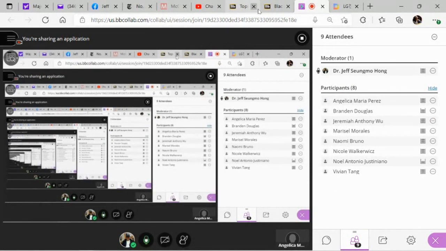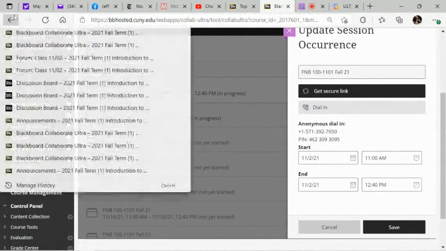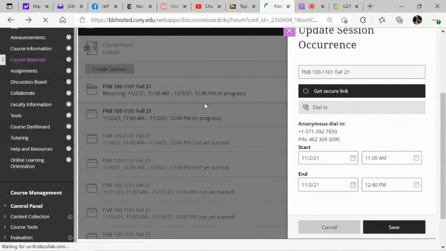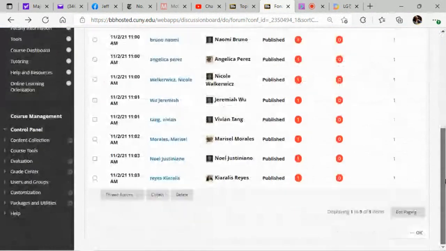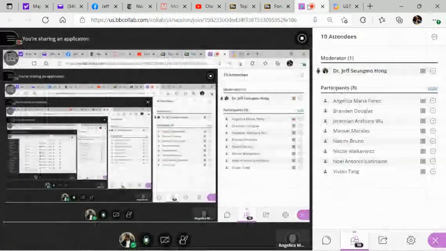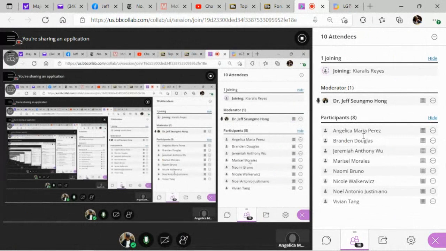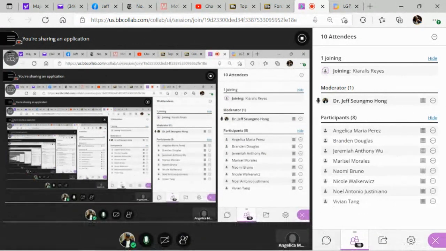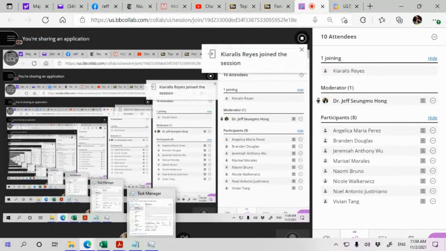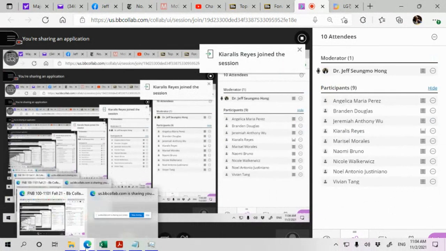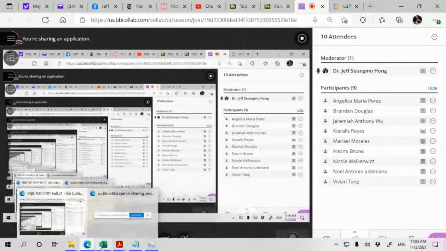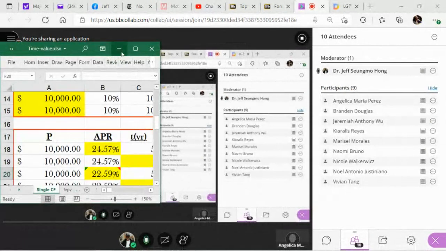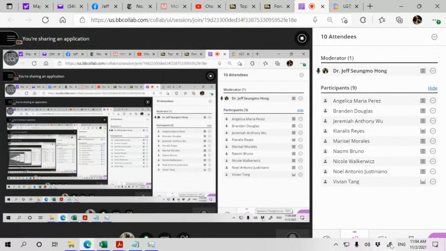Let's see. So I have 7 people there, and then let me check how many people are here. There are 8 people in the discussion board. So yeah, numbers are matching. All 8 people in both today's forum and Collaborate. All right. So let's see. In the last class, we have.